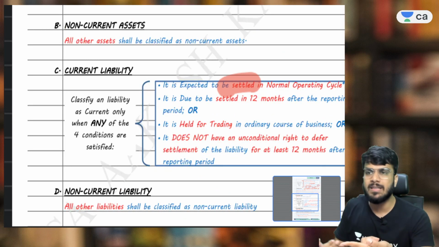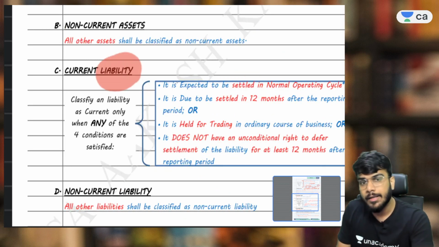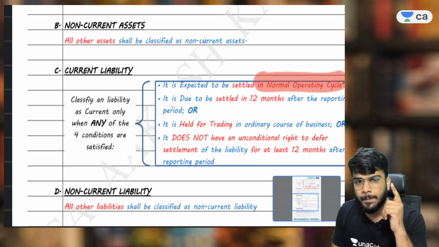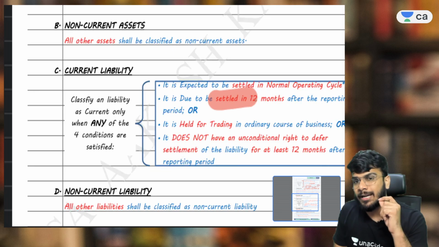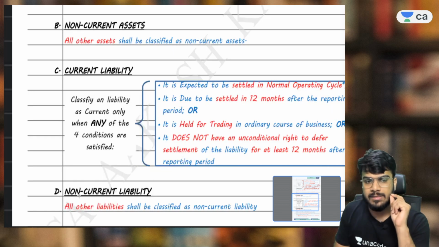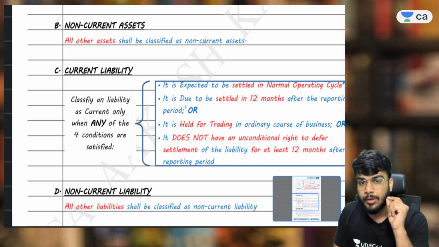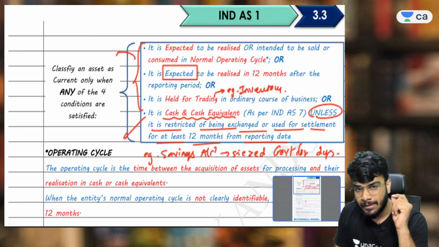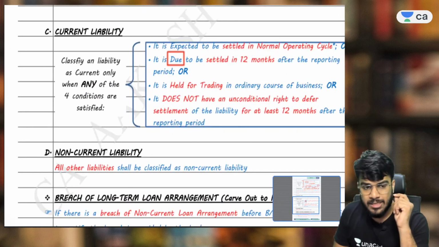That means we have to pay the money here, right? From the point of view of liability. So if it is expected to be settled in the operating cycle, then it will be current liability. Or if it is due to be settled in 12 months from the end of reporting period, then it will be current liability. There is one terminology which you need to remember. Here the word is due. In current asset, the word was expected, right? Now, what is the difference between due and expected?